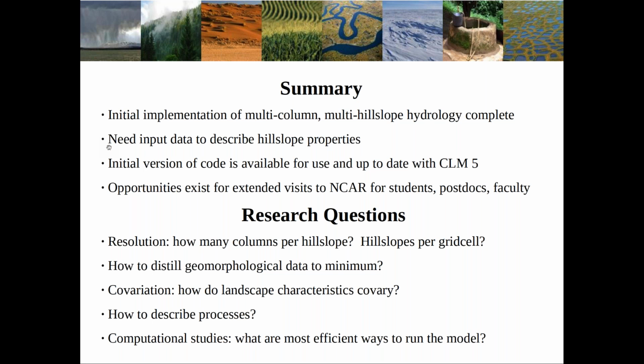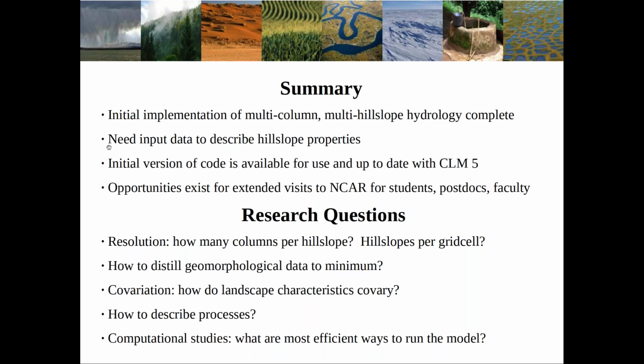And then finally, I hope that this stimulates a lot of questions about what we could do with the model, and questions that could be asked. Some of these I touched on before, but how many columns per hill slope? How many hill slopes per grid cell? How do we take all of this geomorphological data and implement it in the model? And what are the key features? What's sort of the minimum data that we need?